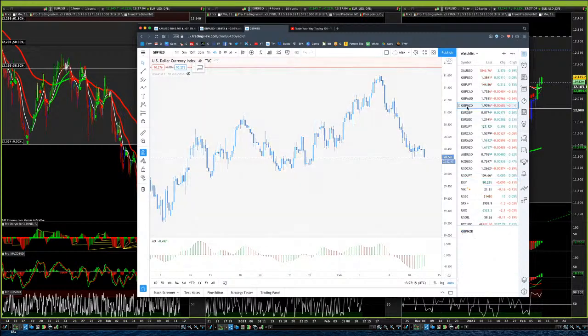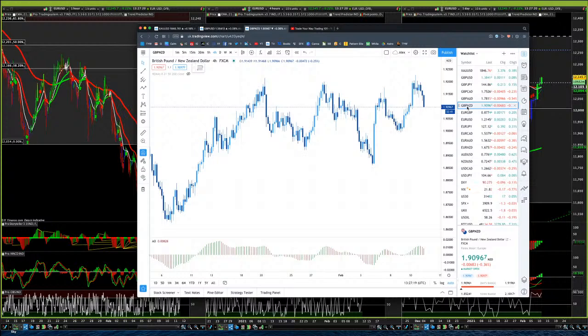May I ask a question about the Awesome Oscillator, actually? Yeah, go for it. What does it actually measure? Because that's something I didn't understand quite correctly. It's a volume indicator. Let me give you an example of a volume indicator.